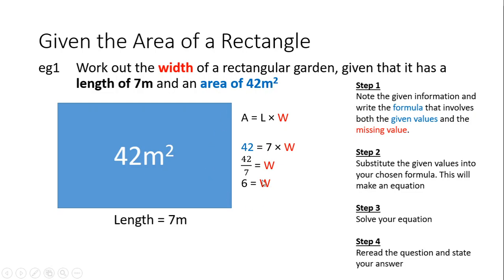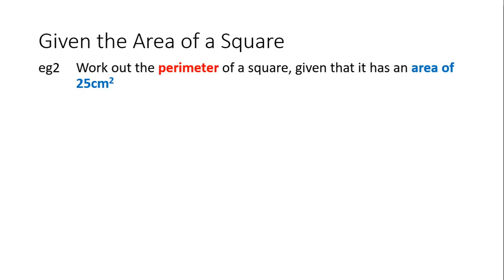Okay, well I've worked out the width here, but let's put the units of measure on there clearly. If the area was in meters squared, because it was a two-dimensional area, and the length was in meters, when I work out the width, which is also a length, it's a one-dimensional measure, it'll be measured in meters. So my final answer is the width of the garden is 6 meters. Let's have a look at another example.